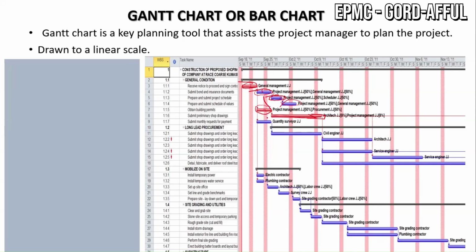Then you look at another part of the project, this and that going at the same time. But the ones that we have in red, they are critical activities. We'll talk about them. So this will show us the pattern of work, how the work will flow from start to finish with the various resources. They are not drawn to scale. If you draw them manually, they are not drawn to scale.